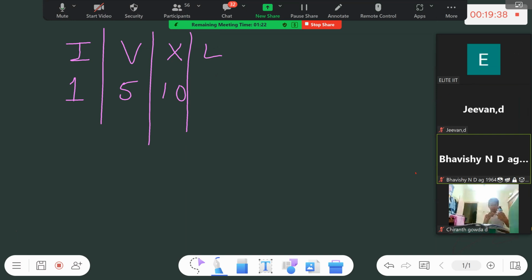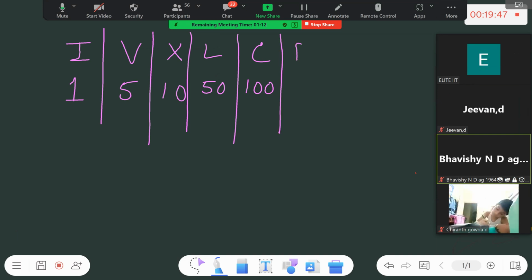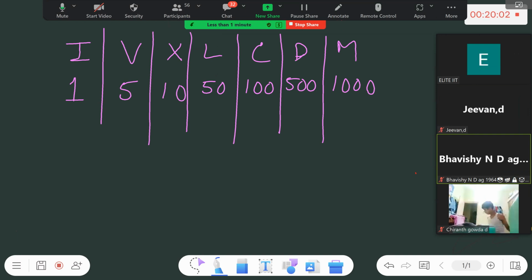After X, L. L means 50. Then C means 100. Then D is 500. Then M is 1000. Very good. Everyone knows. Isn't it? CM is our chief minister. So these are some standard Roman numerals, isn't it?